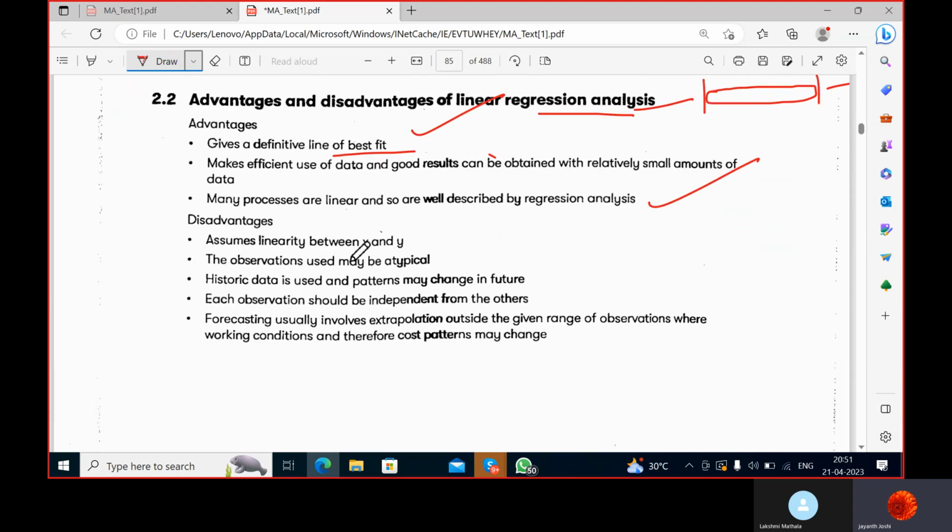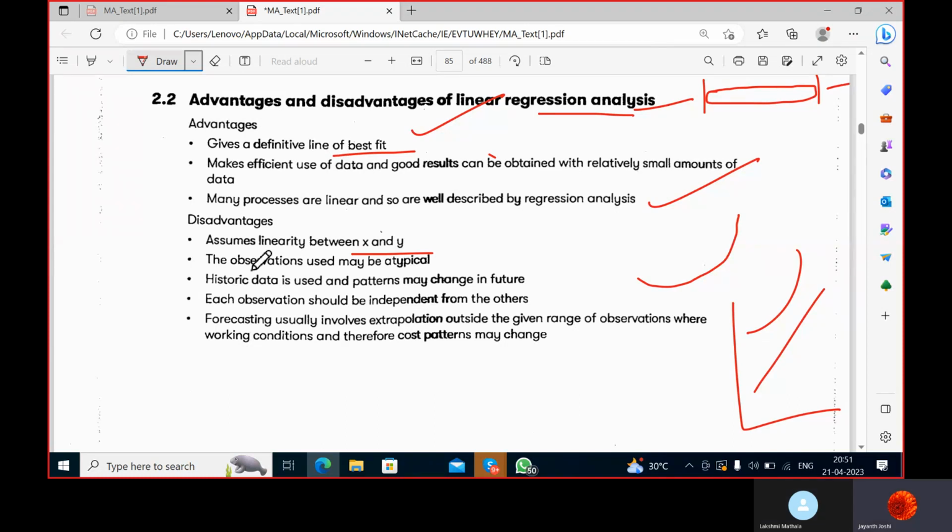Disadvantages: only linearity can be shown. But do you think there should always be a linear relationship? No, there can be a curvilinear relationship also. There can be a convexity also. There can be a non-linear relationship also. Do you think you'll always get only straight line graphs? No, you can get a graph of this kind, correct?